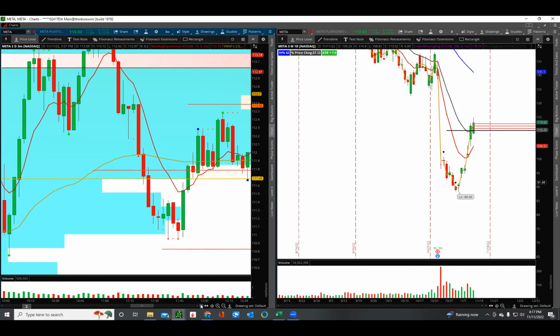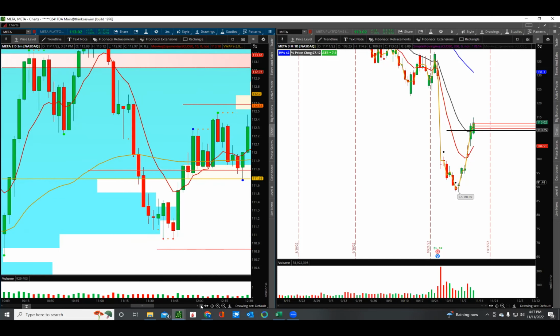Next candle comes in, clearly going against me. No question about it. But again, it's a bullish candle. My stop is still right here. I can't lower my stop on a bullish candle. I can't do anything at this point. I just have to let it ride.